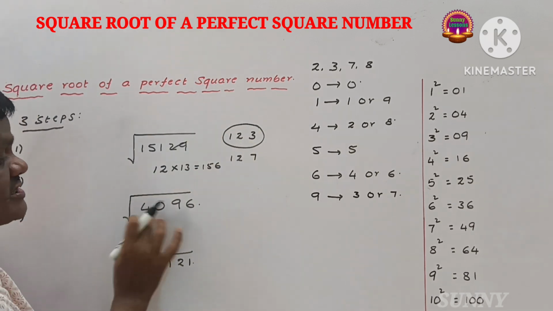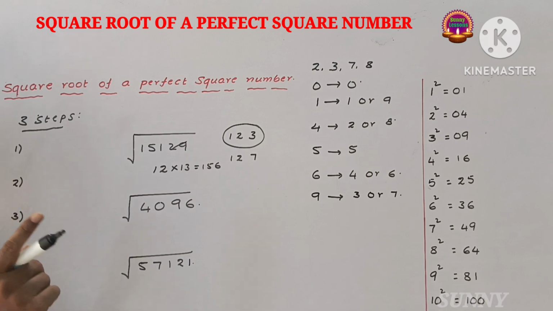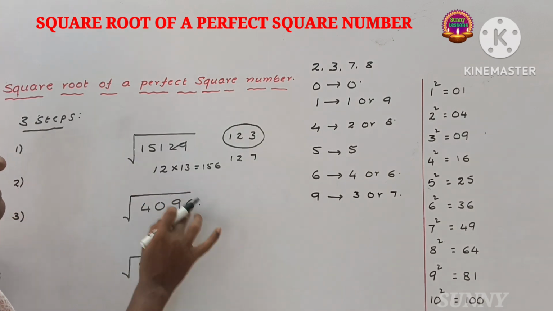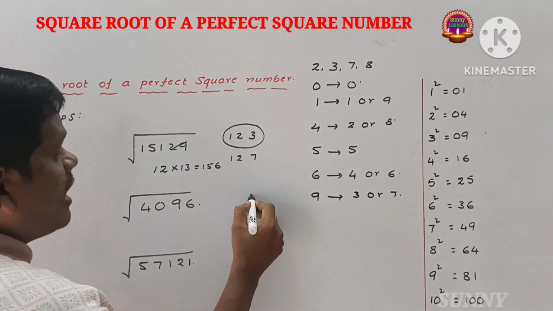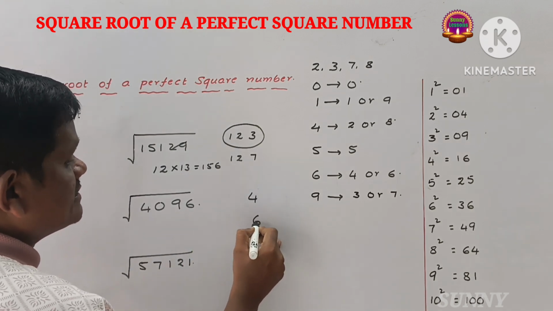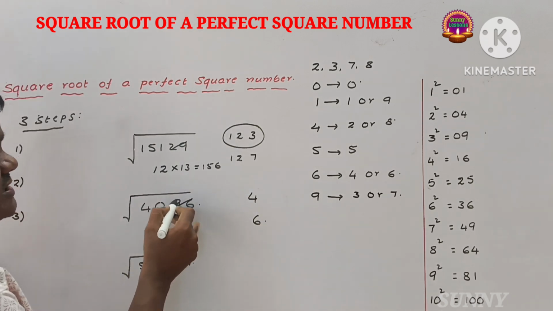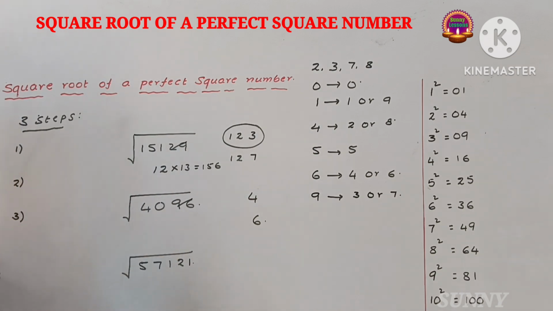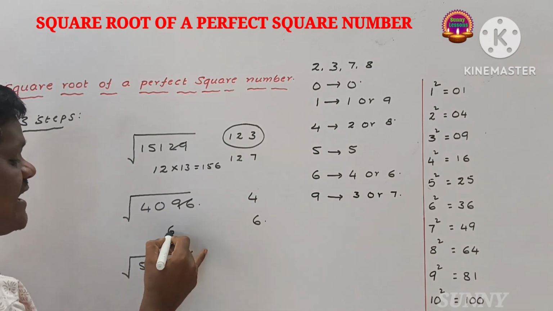Square root of 4096. What is the first step? When the perfect square number ends with 6, the last digit of the root is 4 or 6. Strike out the last two digits. Write the nearest perfect square of 40. That is 36, which means 6 square.